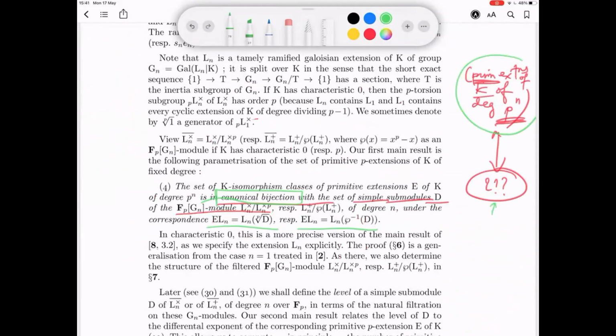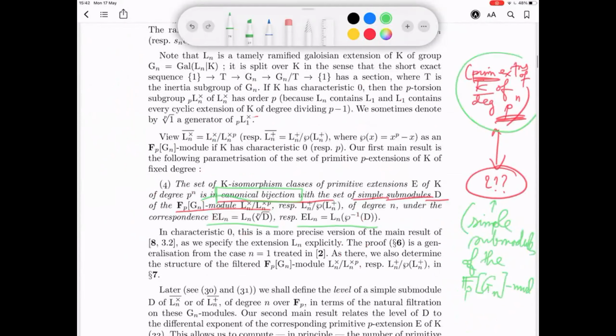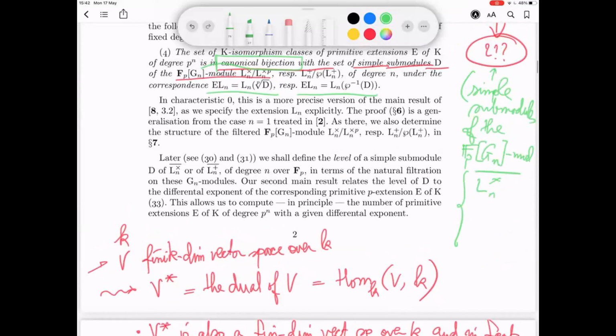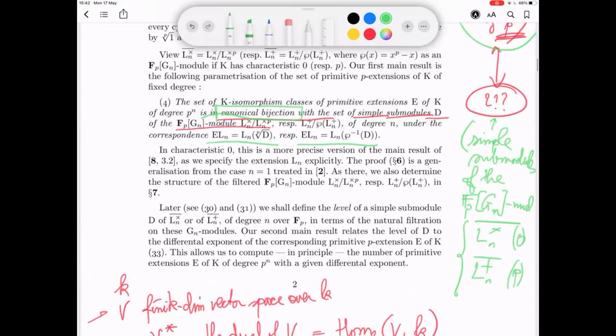This set is what? The set of simple submodules of the FPGN module. Which FPGN module it is will depend upon the characteristic. So it's either Ln star bar or Ln plus bar. This is in characteristic 0 and this is in characteristic P. And so I have to give a bijection between these two things.